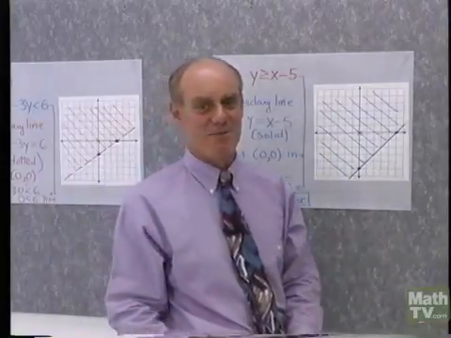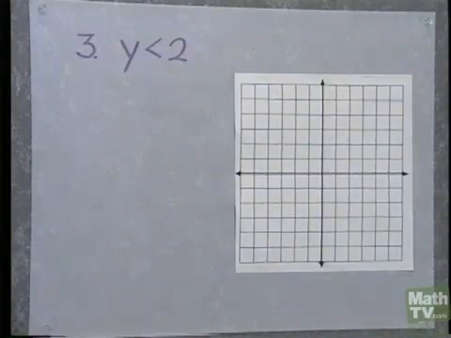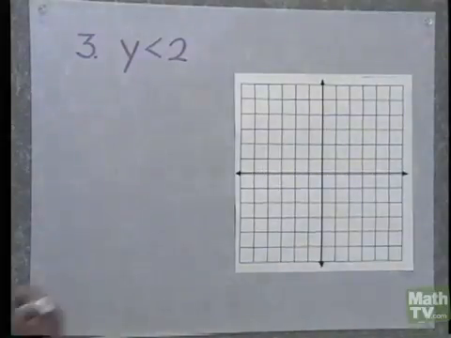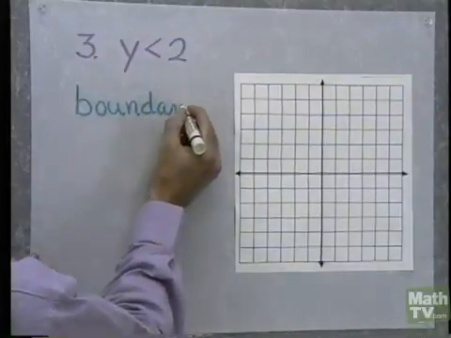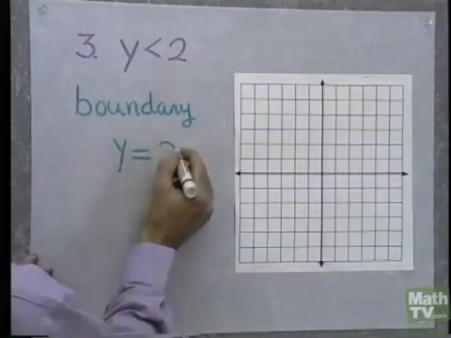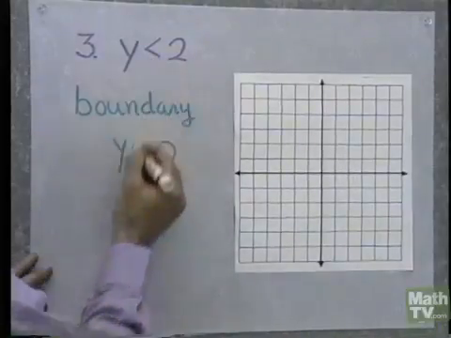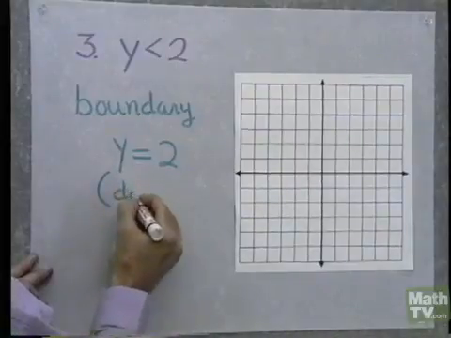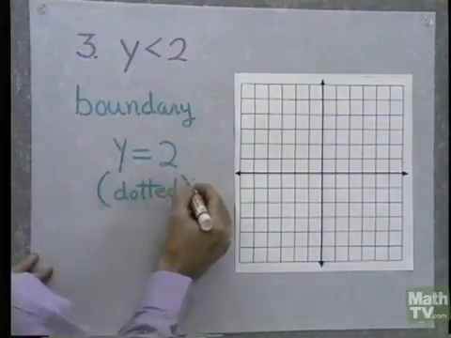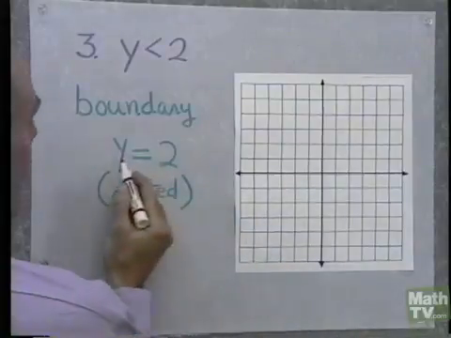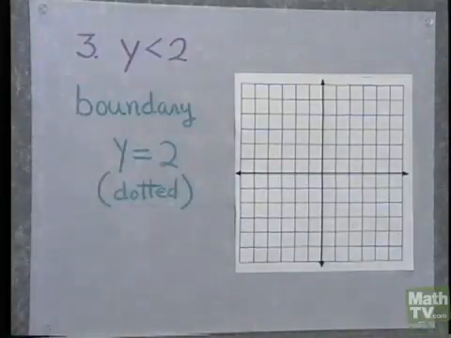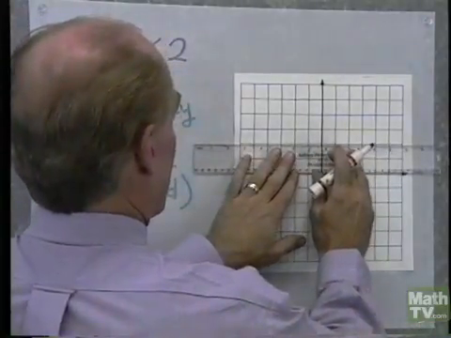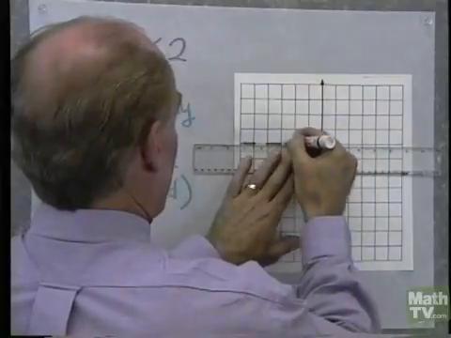Okay, let's look at one last example. y is less than 2. So y is less than 2 is my inequality. It has a boundary of y equal to 2, and since this is strictly less than, that boundary is going to be a dotted line. That's a horizontal line that goes through y equal 2. So let me get my ruler here, and I'll graph that using a dotted line or a broken line.